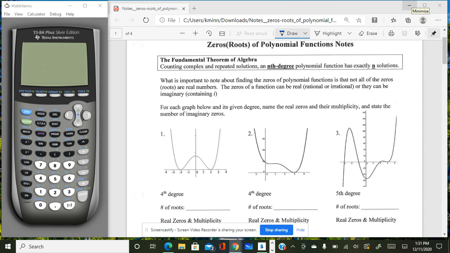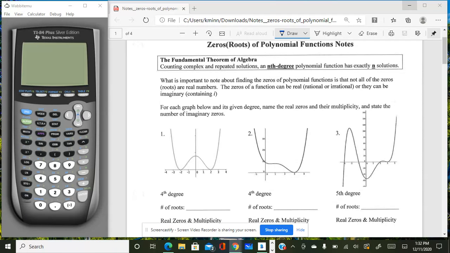This video is going to go through the process to find the zeros of a polynomial function. Your zeros, otherwise known as your roots, and also your solutions to the polynomial, are where your graph either crosses over the x-axis, or if they're non-real, then we have to do some calculation to find the complex roots.